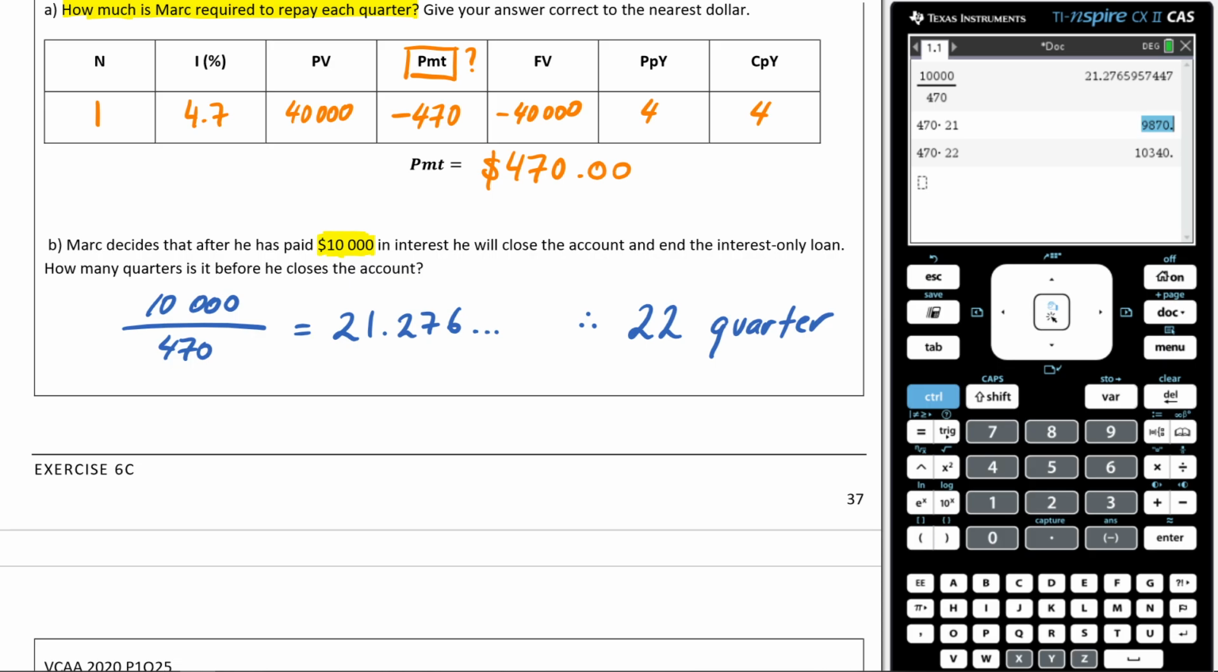All right, so there it is, 22 quarters. And again, if you're unsure whether or not you round up or you round down, just test it out like I did there. All right, I'll see you in the next part.